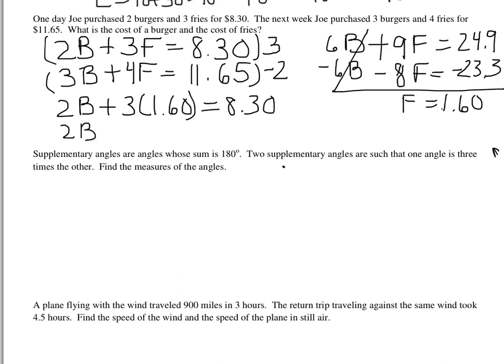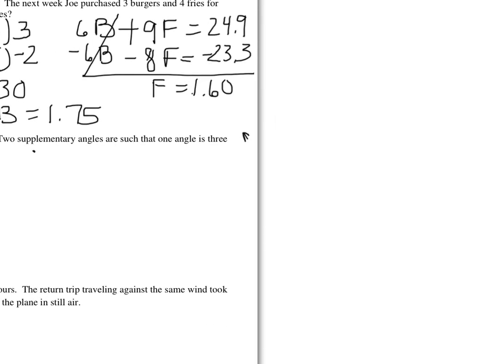Let's subtract that $4.80 from both sides. So $8.30 minus $4.80 is $3.50. We have to divide that $3.50 by 2, and we get $1.75. So the burger is $1.75, and the fries are $1.60.